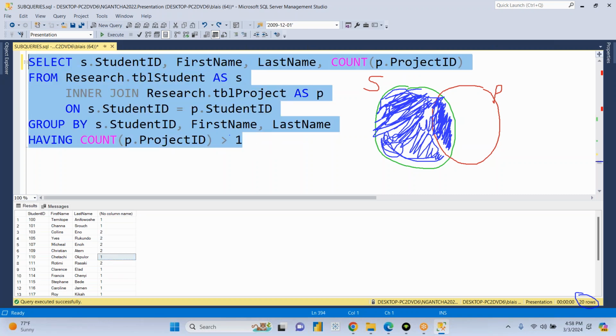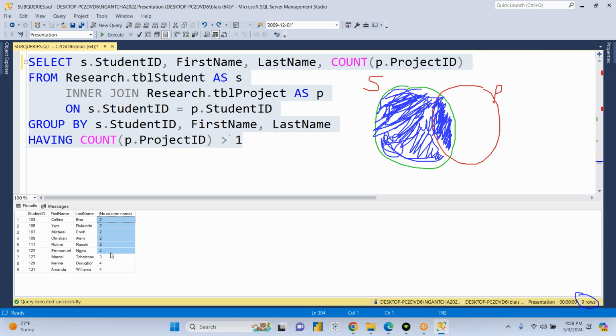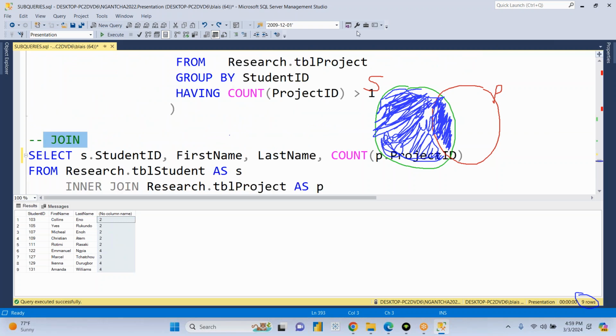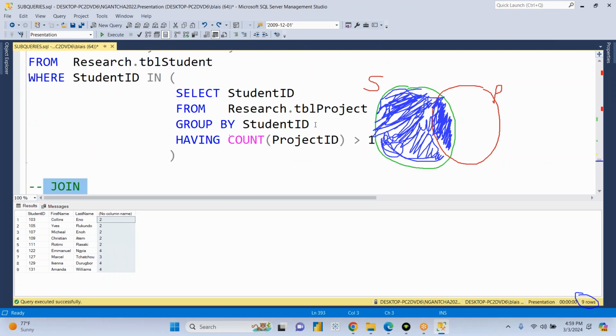Now that condition leads to this. Further reduction. And you see all these students have more than 1 project assigned to them. That's how you solve this question. That's the join approach. In the subquery approach, you can actually target.